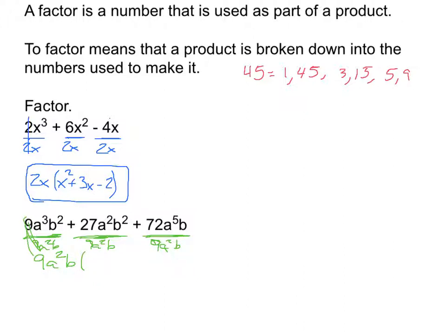A cubed divided by a squared is a. B squared divided by b is b, plus 27 divided by 9 is 3. A squared divided by a squared cancels. B squared divided by b is b, plus, and then 72 divided by 9 is 8. A to the 5th divided by a squared is a cubed. B divided by b cancels. So right here, amidst this heap, there is our final answer, and we are done.